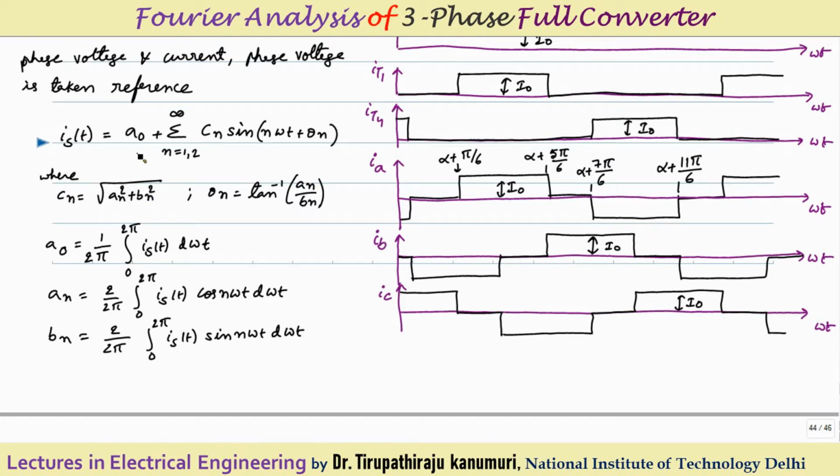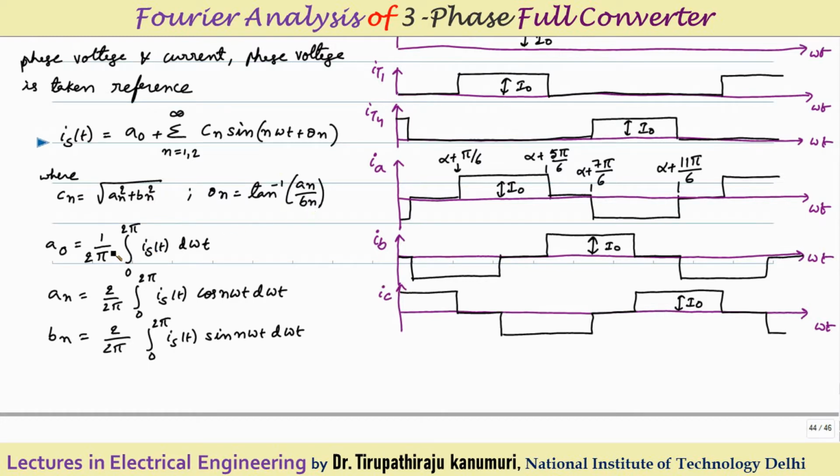So that I can use the Fourier analysis, where Is of t will be equal to A naught plus sigma n equals 1 to infinity Cn into sine of (n omega t plus theta n), where Cn is given by the square root of An square plus Bn square, and theta n is tan inverse of An by Bn.